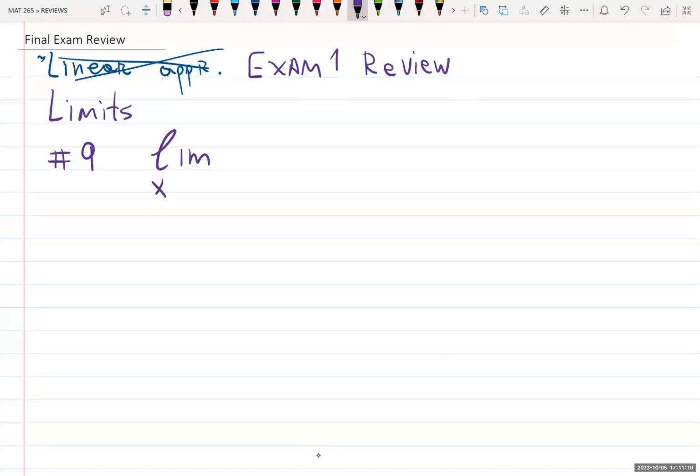Limit as x approaches, I think, 3. Just not to mess up like that. Exam 1. Oh, it's the wrong class. That's why everything looks so different. I opened the 66 on my computer.